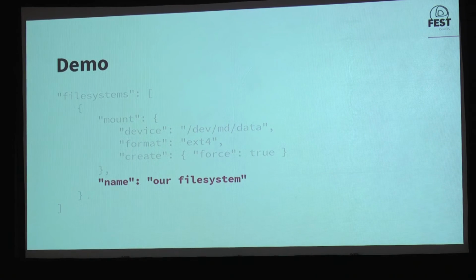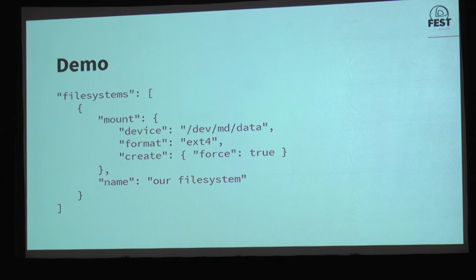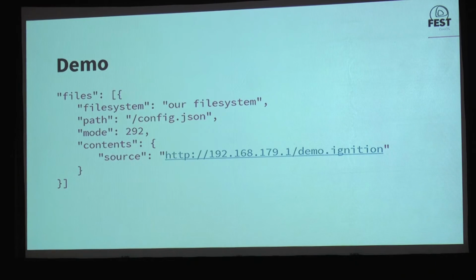The last thing we're going to do is give it a name. Now, this name is a construct of Ignition itself. It does not propagate beyond Ignition. It's strictly for internal record keeping. So we can name this whatever we want, and it will only live inside of Ignition. In this case, we're just going to call it our file system. And we use that ID when we create files.